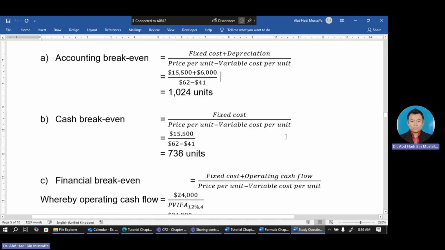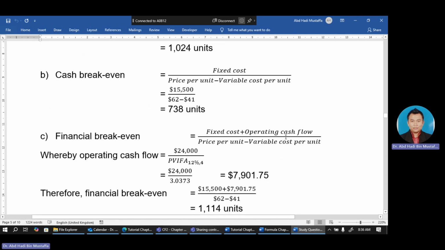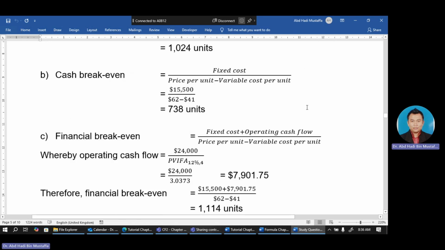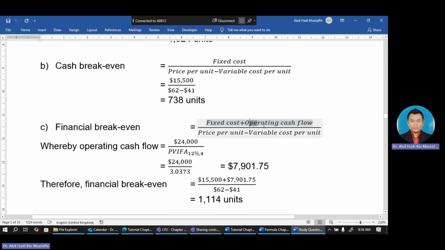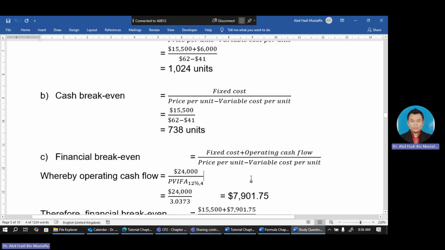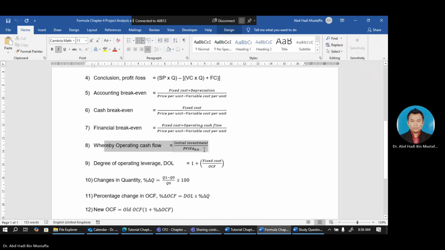Okay, and then the next question, financial break even. You write down first so I can explain to you what it is. For financial break even, this is the formula. However, you need to find OCF because there is no OCF here. So you need to find OCF using this formula. Use formula number 8.